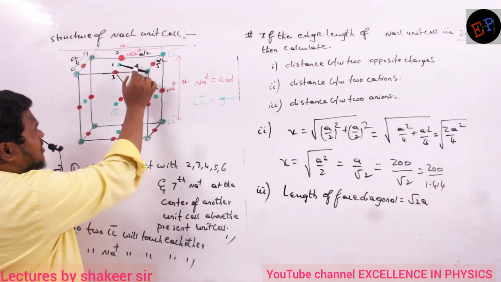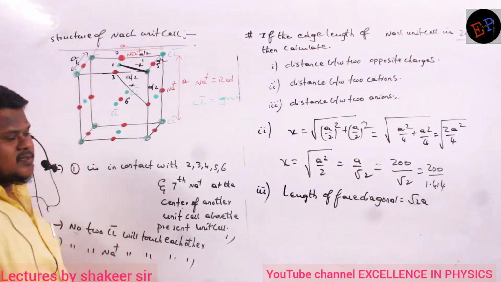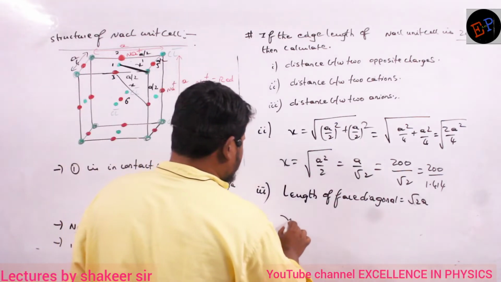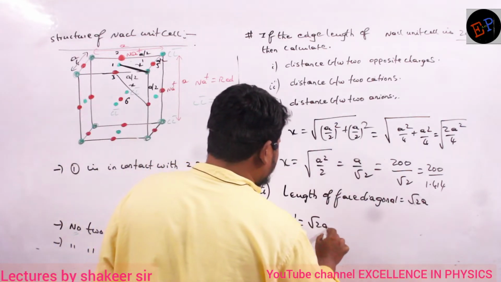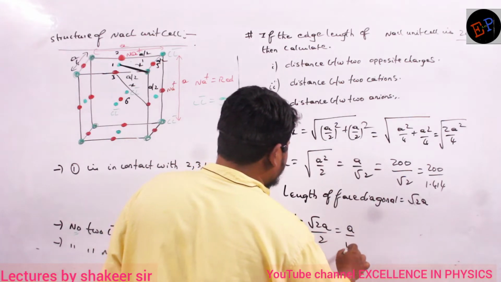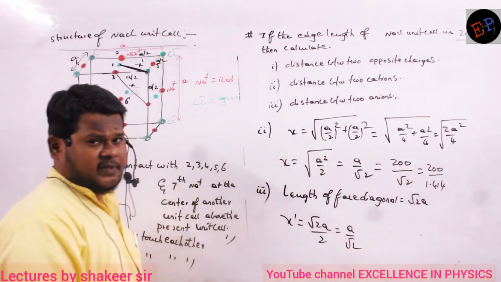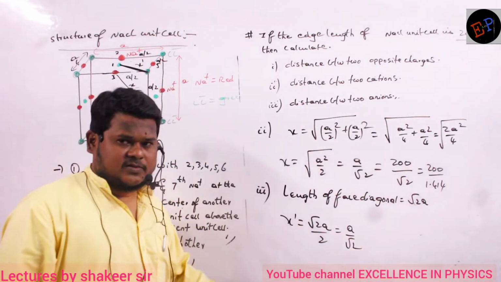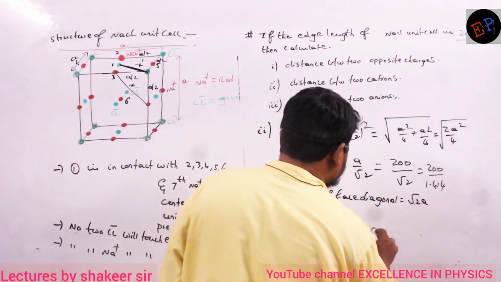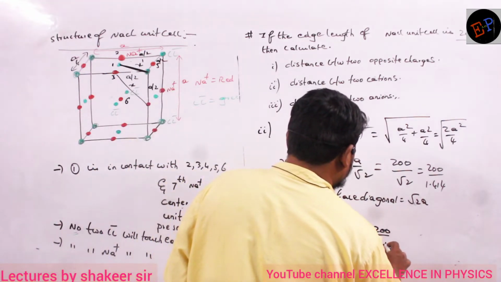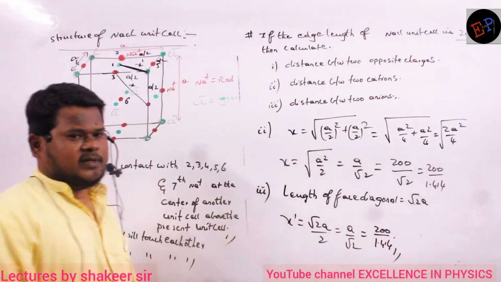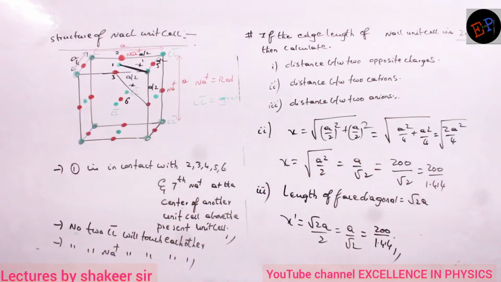Let us consider this distance as x dash. So x dash will be how much? Root 2a divided by 2. So it is a by root 2. We got the same answers. Here also a by root 2, here also a by root 2. So therefore this distance is also 200 divided by 1.414. That is our answer. Is it clear?